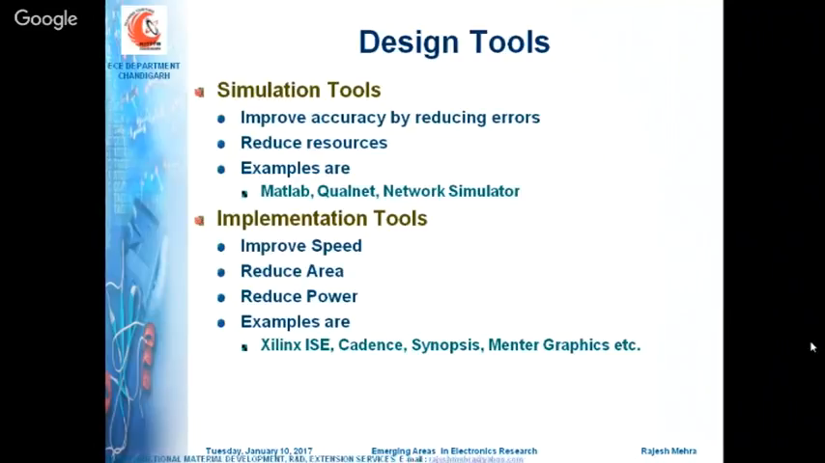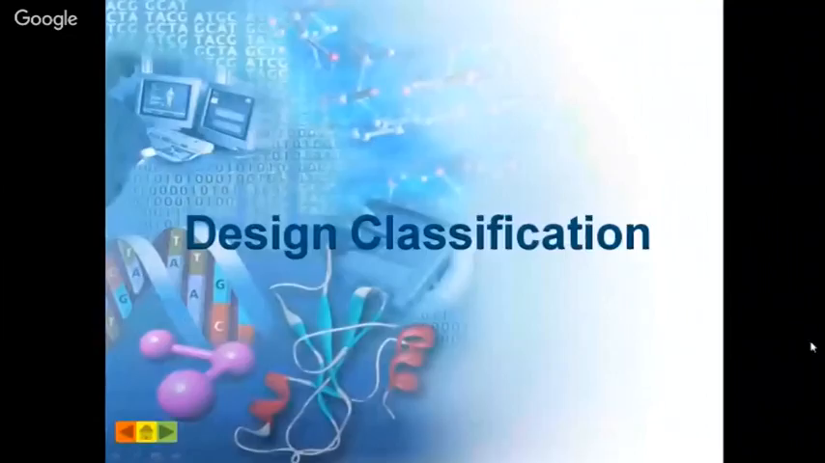Then what are the areas of research? We can work on speed; we can improve the speed. We can improve the area consumption; we can reduce the area. We can reduce the power consumption of the system. Examples of such software are Xilinx ISE, Cadence, Synopsys, Mentor Graphics, etc. So broadly, whenever we work, either we work on the simulation part or on implementation, depending upon the software available with us. If we go for a broad classification of our research, mainly we work on four major parts.